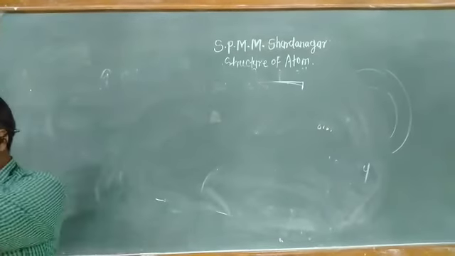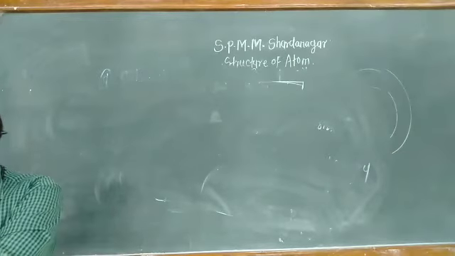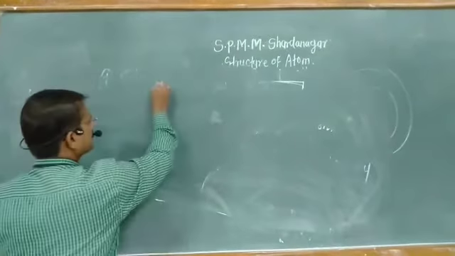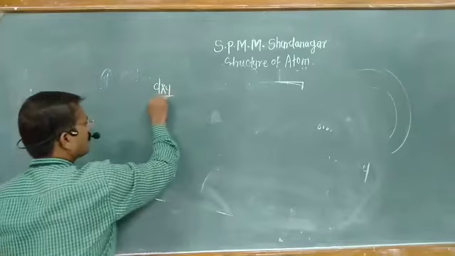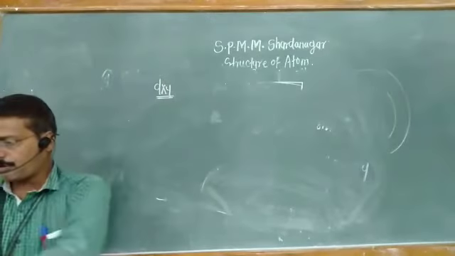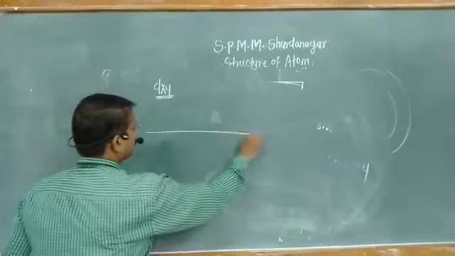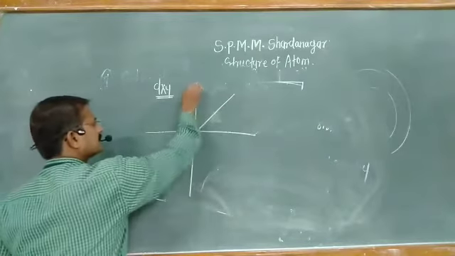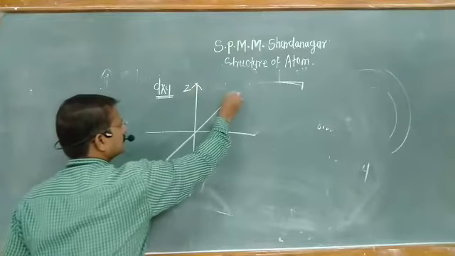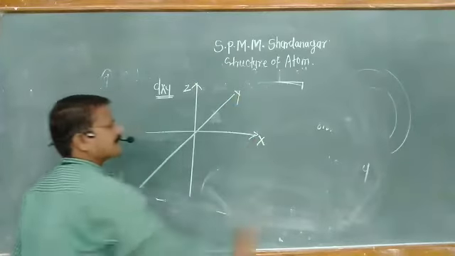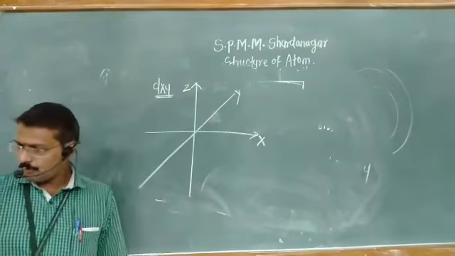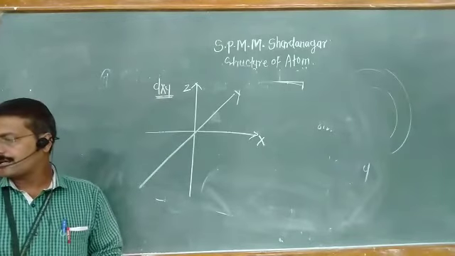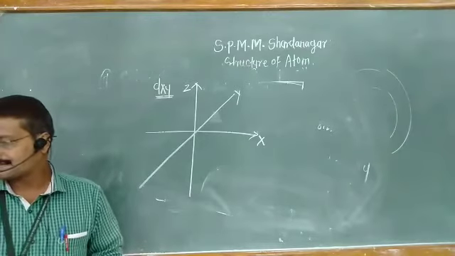When we draw the structure of the dxy orbital, we are discussing one by one. First, we draw the structure of the dxy orbital. This is the x-axis, this is the y-axis, and this is the z-axis. Suppose this is the z-axis, this is the y-axis, and this is the x-axis. So the d orbital is along which axis? That is the x and y axis.